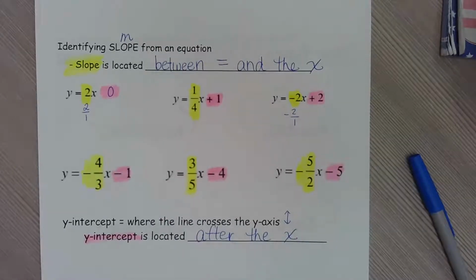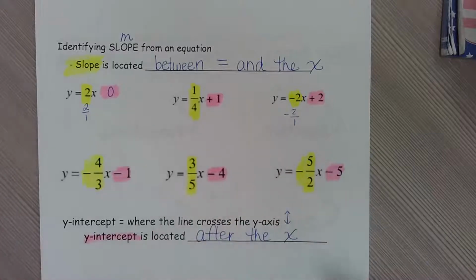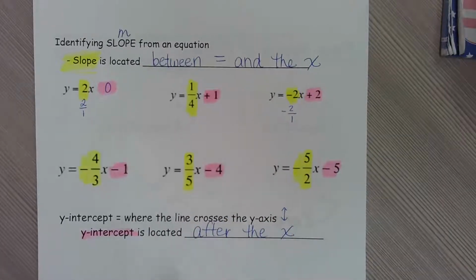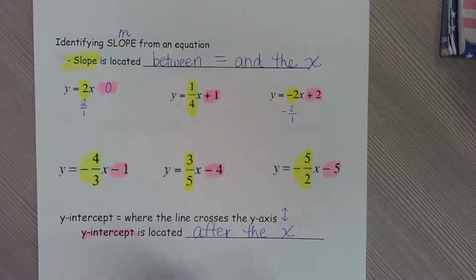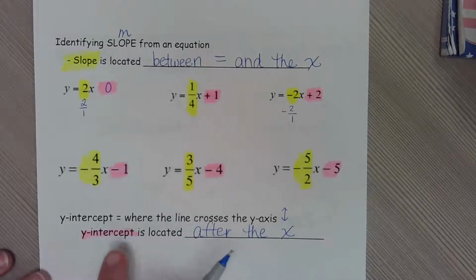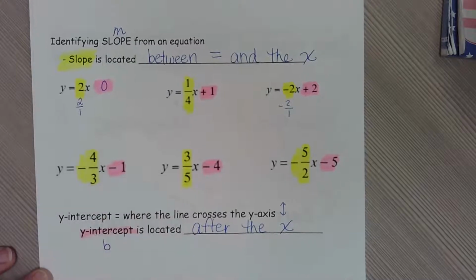All right, so again, looking at these equations, there's nothing you solve here. It's just picking out the parts. The number located between the equal sign and the x is the slope, and the number located after the x is the y-intercept. The abbreviation for y-intercept, this doesn't make any sense either, B.